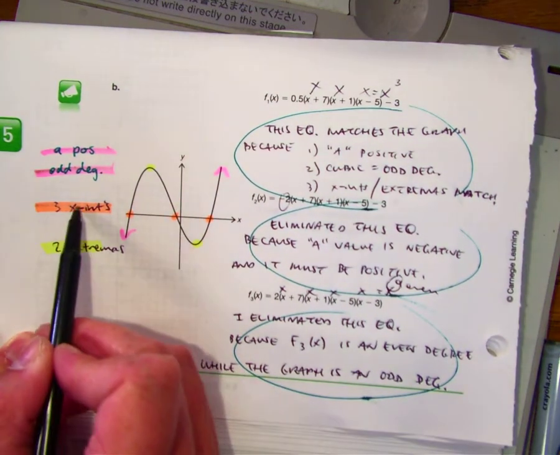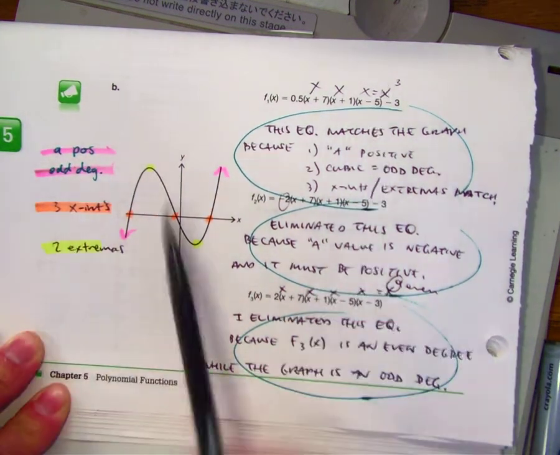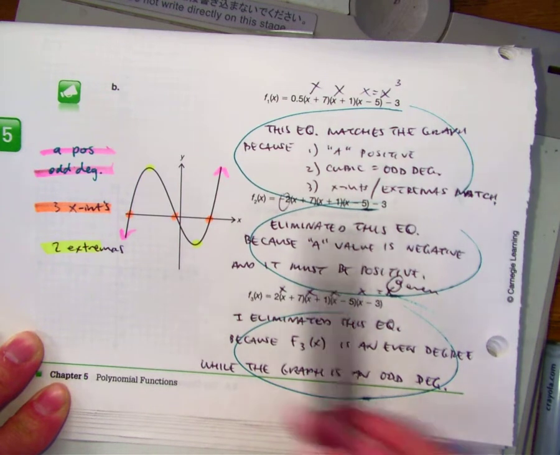So find the characteristics and then think through your equations. Try not to multiply them out if you don't need to.